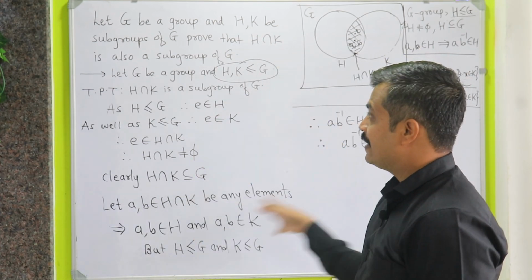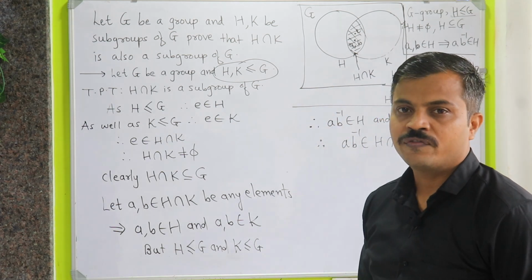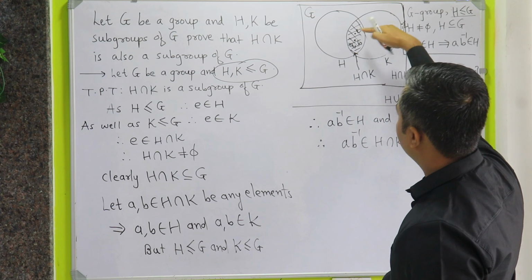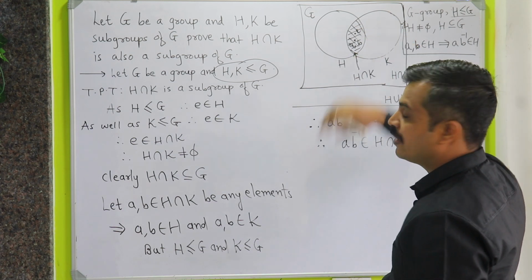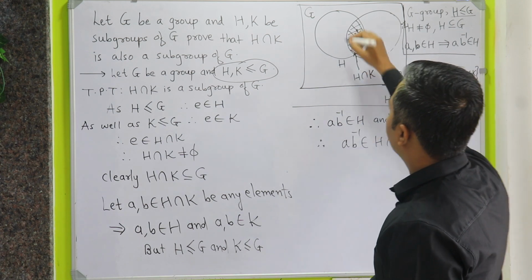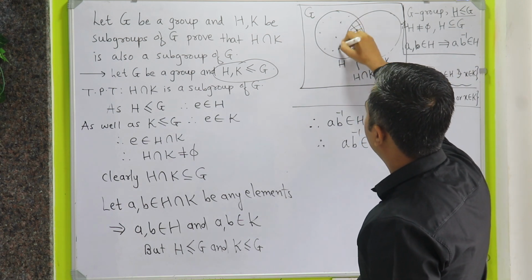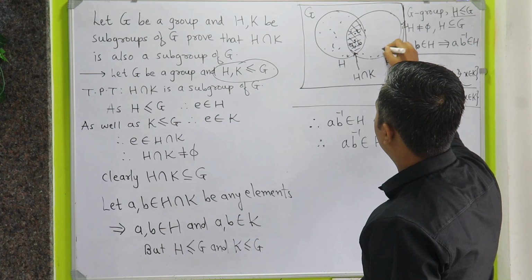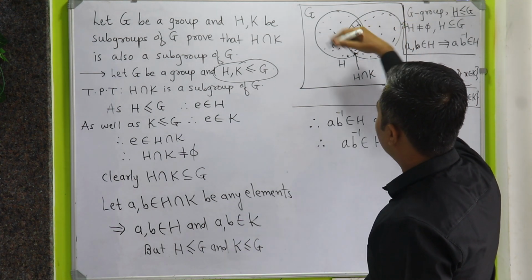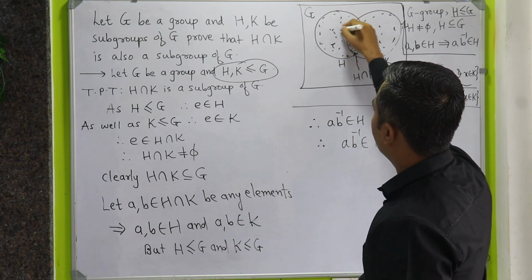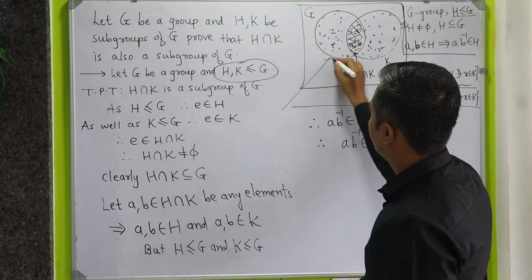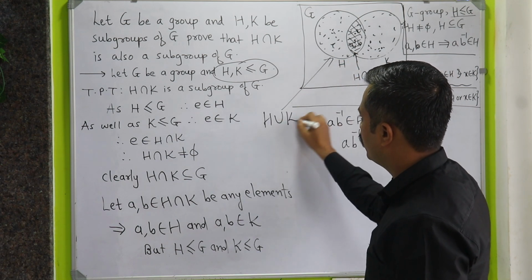So as you can see, this is a proof of the intersection of subgroups. So this actually the overlapping part is nothing but H intersection K. So what will be my H union K? So entire thing, right? The elements of H as well as the elements of K. This entire thing is nothing but my H union K.